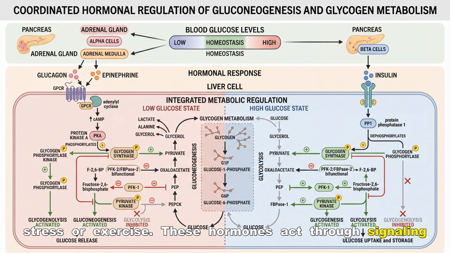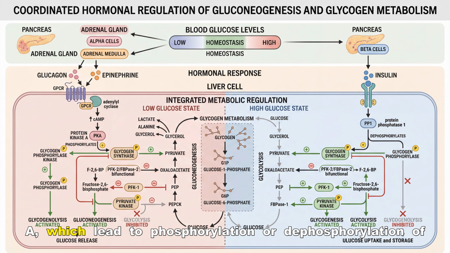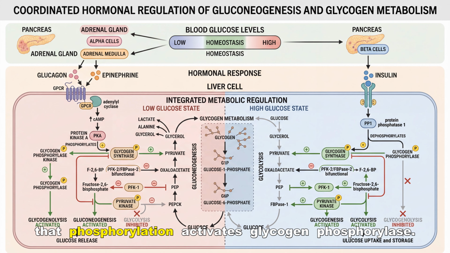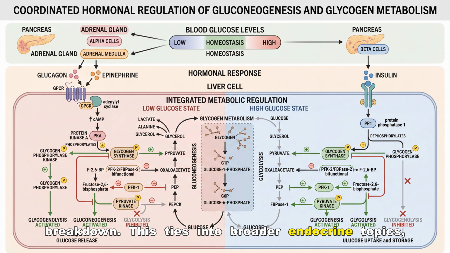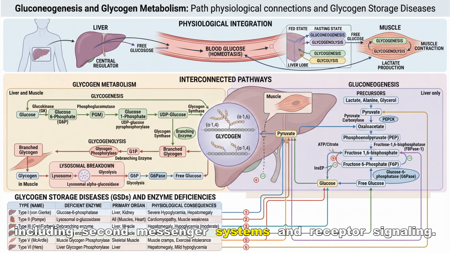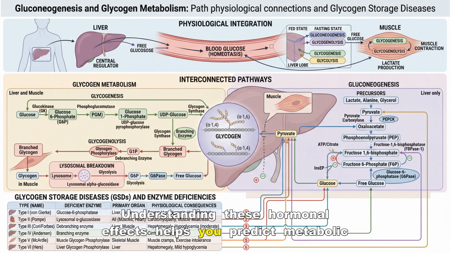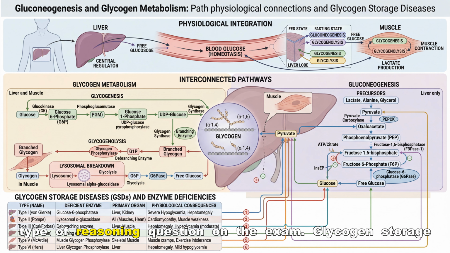These hormones act through signaling cascades, often involving cAMP and protein kinase A, which lead to phosphorylation or dephosphorylation of key enzymes. A helpful MCAT tip is to remember that phosphorylation activates glycogen phosphorylase and inhibits glycogen synthase, promoting glycogen breakdown. This ties into broader endocrine topics, including second messenger systems and receptor signaling. Understanding these hormonal effects helps you predict metabolic changes in different physiological states, a common type of reasoning question on the exam.